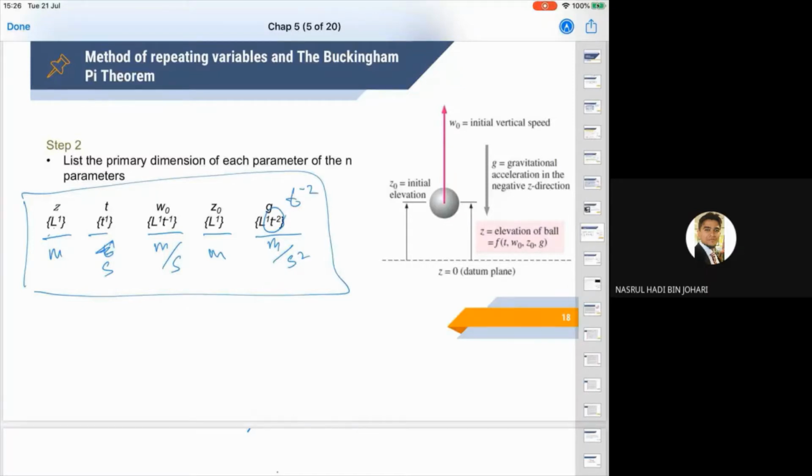Okay, whenever we list down, then we have a clear picture of what the primary dimensions included in this analysis are. So how many primary dimensions are here? Yeah, there are 3, right? 3 primary dimensions. L, T, and only 2. L and T, right? There is no M at all. What is M? M is kilogram, mass, right? Okay.